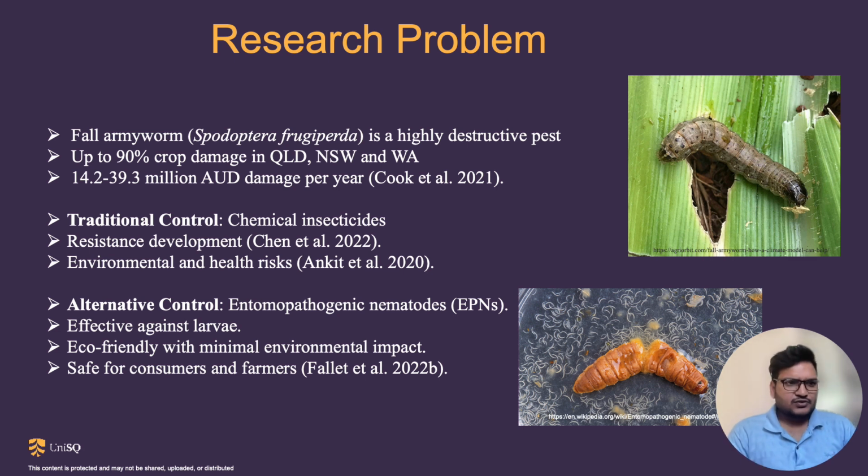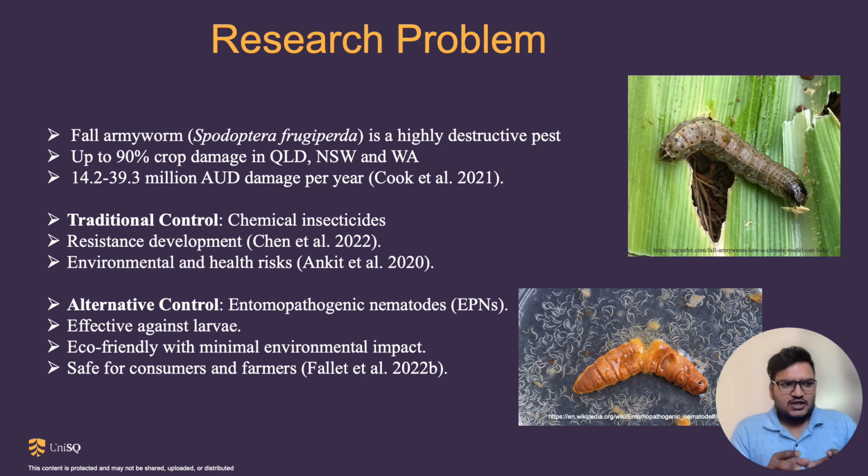The traditional controls of fall armyworm are cultural control, chemical control, and integrated pest management techniques. Chemical control is an effective method, but it has several downsides: resistance development, environmental and health risks, soil and water contamination, and effects on non-target organisms. The alternative way to control fall armyworm is entomopathogenic nematodes.